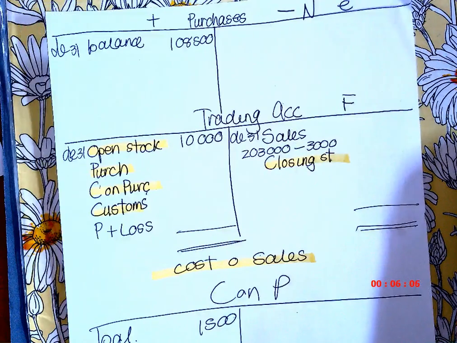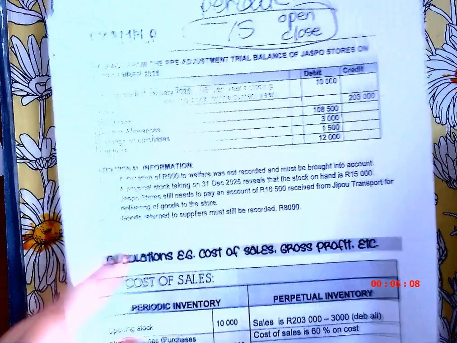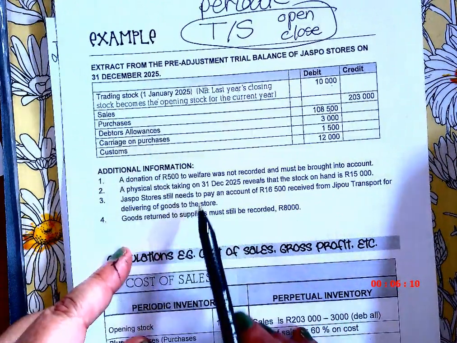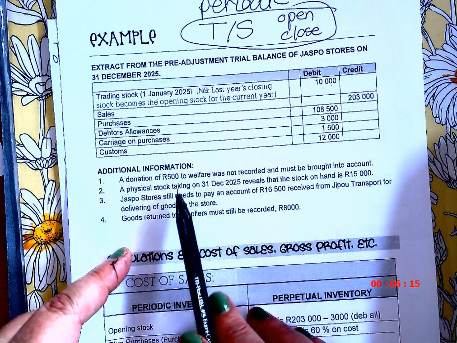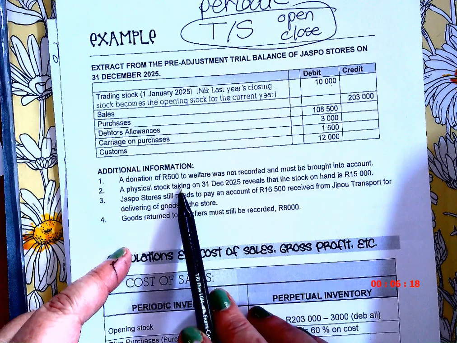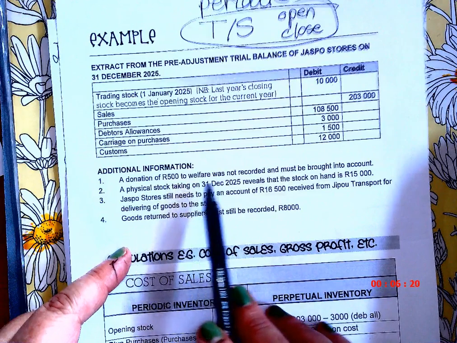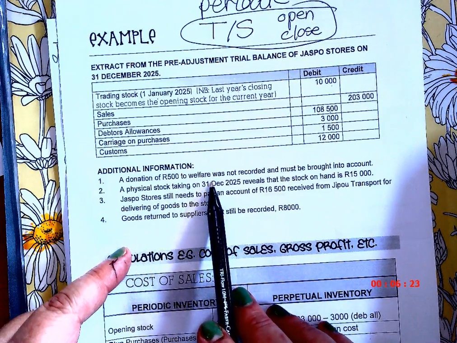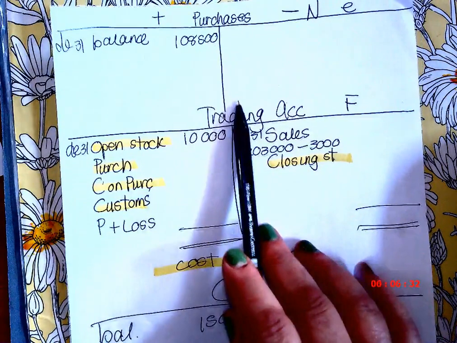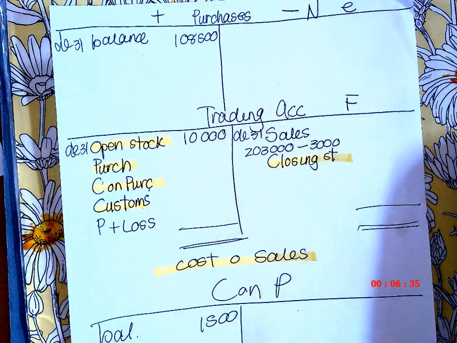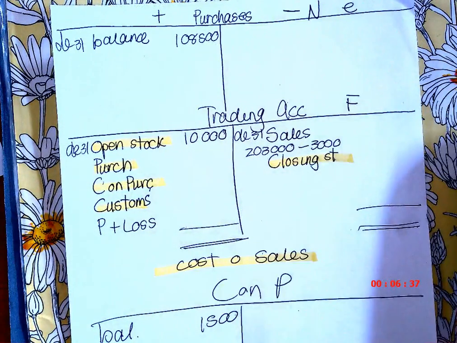So let's go. Everything's in from the trial balance, so let's go to the additional information. Now they say a donation of 500 to welfare was not recorded. So a donation makes my stock less. Where do I show my stock? Not trading stock, because trading stock is only physical counting. If I look at these T accounts, which one is the one where I show the stock that I bought?